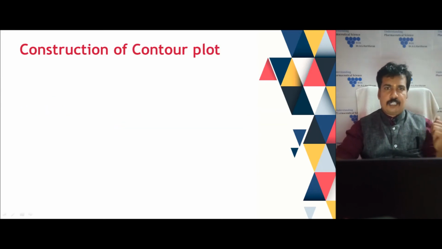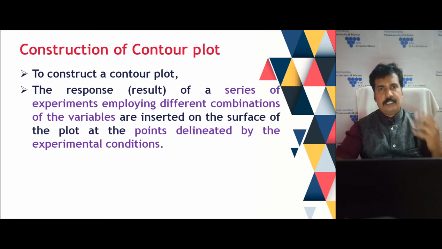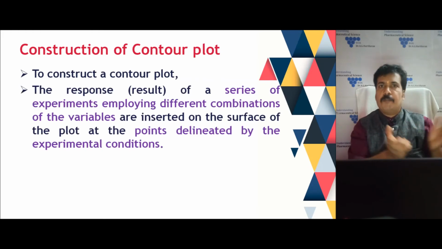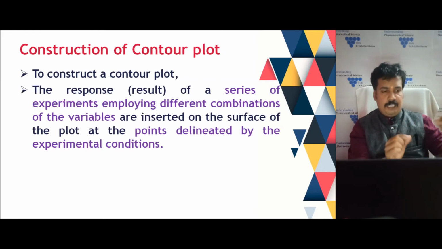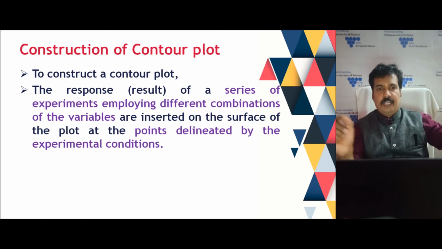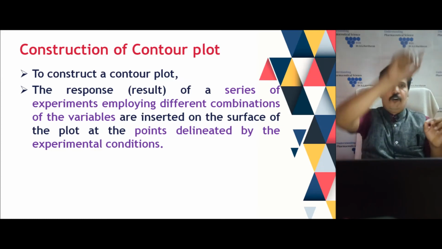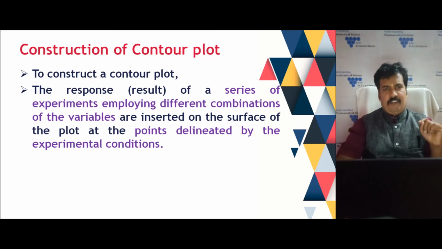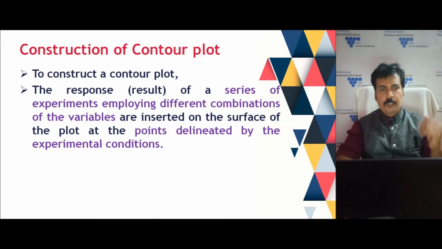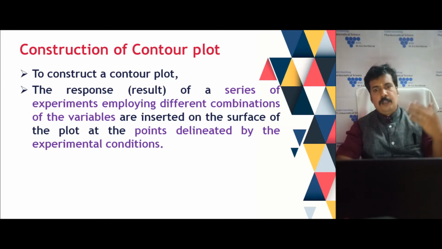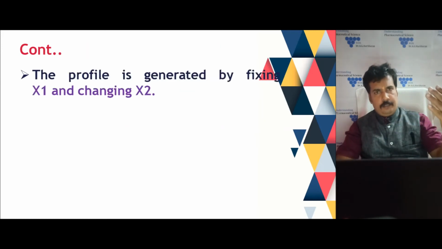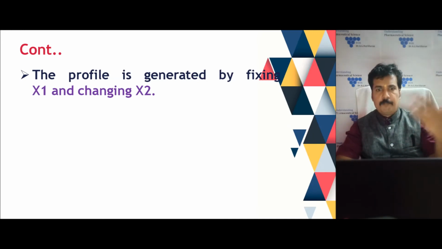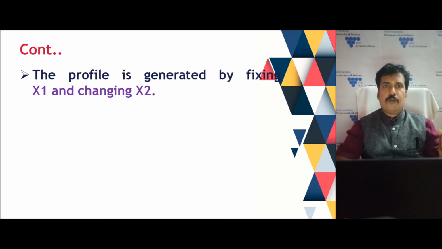If you see the construction of the contour plot, we perform a series of experiments by changing the values of different variables, so that we get different dots. Then we join them and get a graph. This is how the contour plot comes about. Experiments that give the same results at different points are joined together until we get a contour line, right?